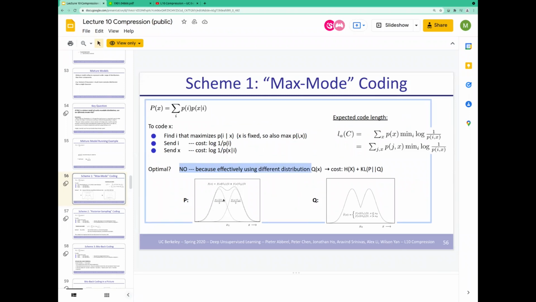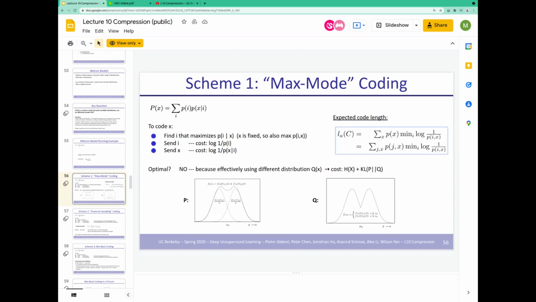So this is the actual distribution here on the left, and this is the distribution we're coding with. This is the actual one. This is what we're coding because it will flip from one to the other depending on which one is the max. And if we look at the code length, it's the probability of x, min over i of log 1 over pi of x, the one that gives us the minimum.